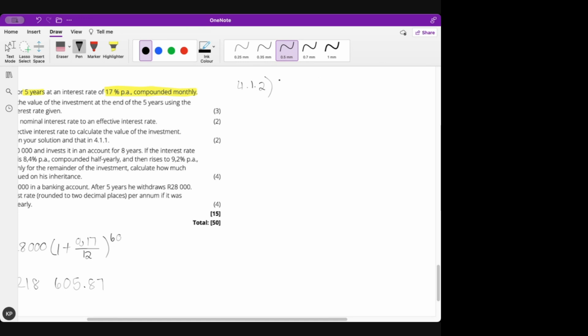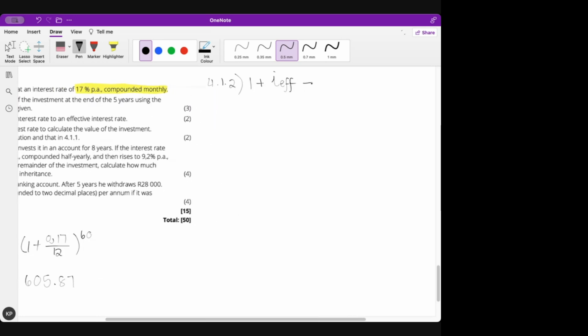4.1.2 formula is 1 plus the effective rate, which is what they want us to find here, is equal to 1 plus my nominal rate over how many times this will be compounded. So that M means how many times will this interest be compounded? How many times a year?